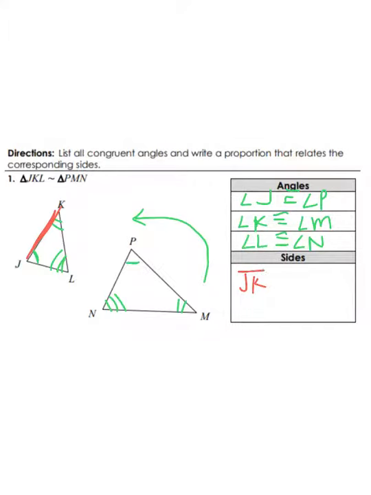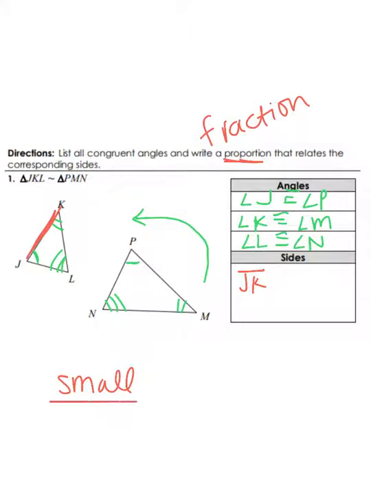I'm going to write a proportion. A proportion is a fraction. Okay, I'm going to write all my fractions with the small triangle sides on top, because that's the first triangle drawn, and then the big triangle on bottom. Okay, so JK would go on a fraction with MP. If you look, M has 2 arcs, K has 2 arcs, P has 1 arc, and J has 1 arc, so those sides go together.